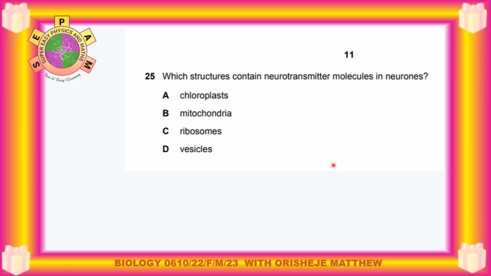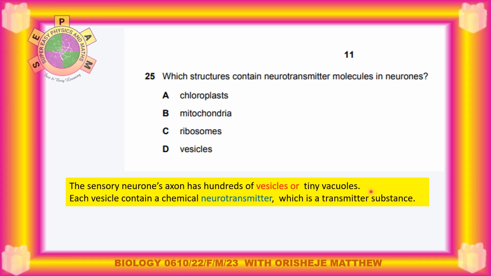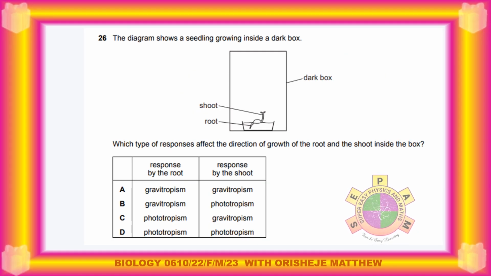Question 25. Which structure contains the neurotransmitter molecule in neurons? That is the vesicle. Now, the sensory neuron axon has hundreds of vesicles or tiny vacuoles. Each vesicle contains a chemical called neurotransmitter, which is a transmitter substance. So the answer to this question is D. Yes, question 26.